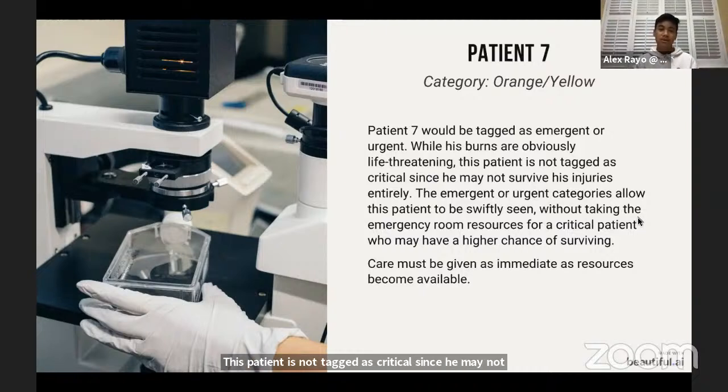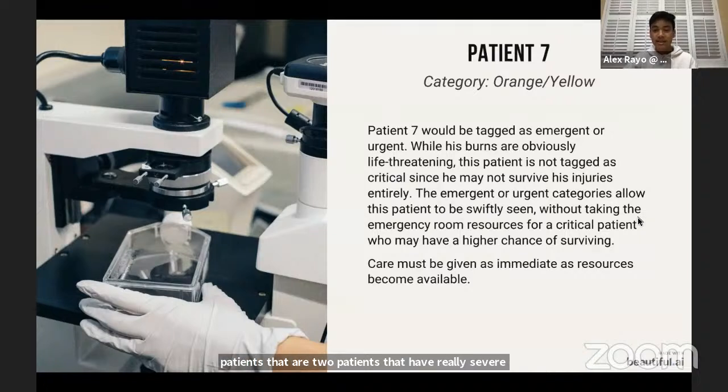And so this is what we were talking about earlier when someone asked the question, what if there's 2 critical patients that need to be treated? So in this case, the emergent or urgent categories allow this patient to be seen quickly, but without taking the emergency room resources for another critical patient who might have a higher chance of surviving. So yeah, I know it might be a little bit confusing, but again, this goes back to the question, what if there are two patients that have really severe conditions, what do you do then?